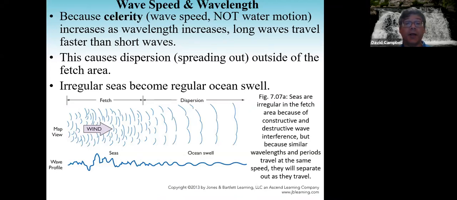Turns out that celerity, at least in deeper water, is proportional to the wave length. So longer waves, for water waves in deep water, not all waves, travel faster than short waves. And so as we move out from the fetch area, different size waves with different speeds spread out, and we get that pattern of more regular swell because waves of similar speed will be together. And similar speed goes along with similar size.